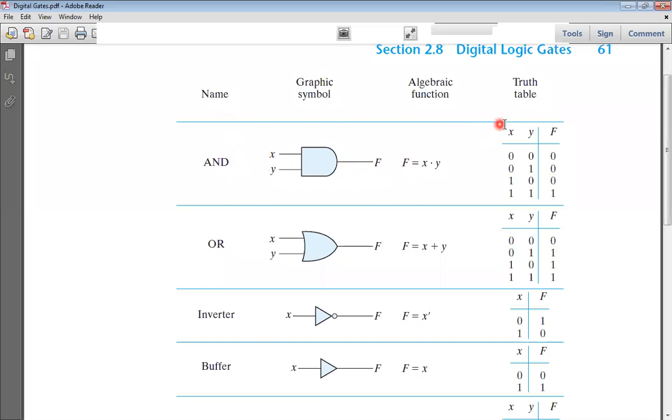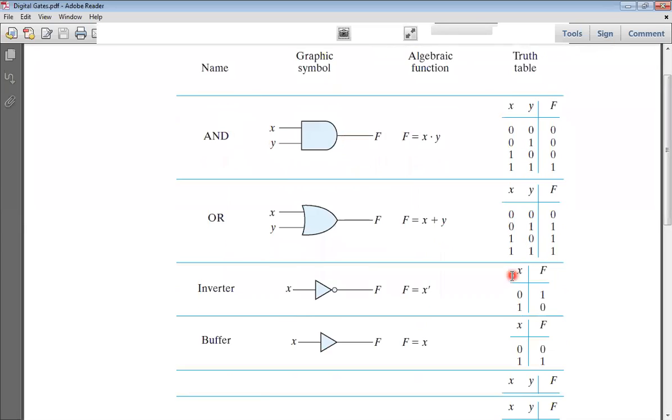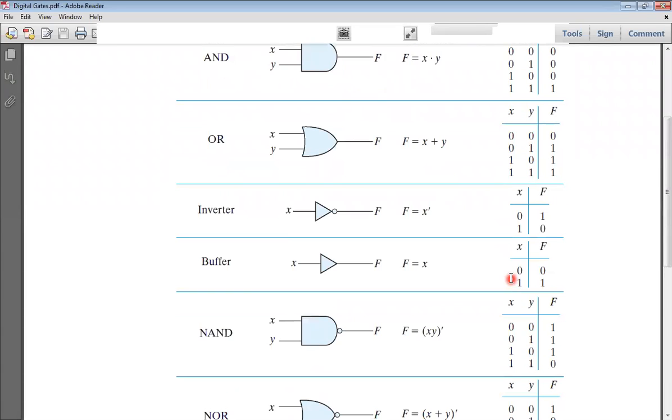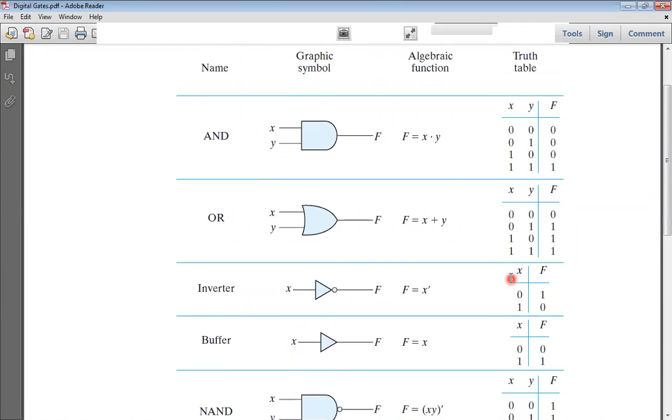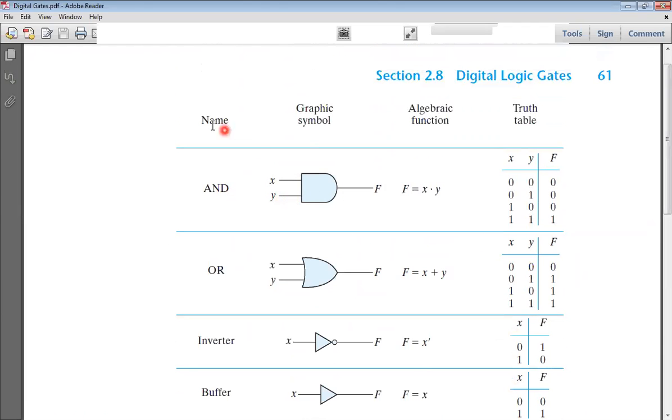And here we can see a table which has all the basic building blocks of digital circuits, called gates. Let's begin. In this column is the name of the gate. Here we have the symbol of the gate, the functionality that particular gate accomplishes, and its truth table. Now let's see what these gates are.